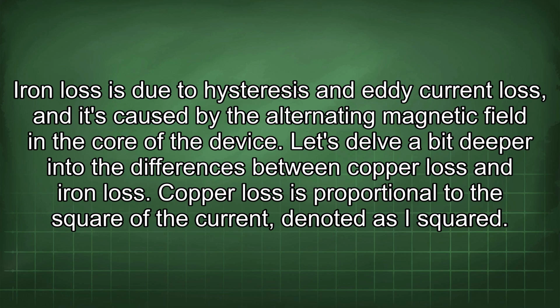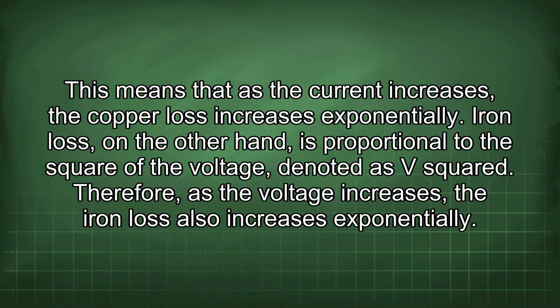Copper loss is proportional to the square of the current, denoted as I squared. This means that as the current increases, the copper loss increases exponentially. Iron loss, on the other hand, is proportional to the square of the voltage, denoted as V squared. Therefore, as the voltage increases, the iron loss also increases exponentially.